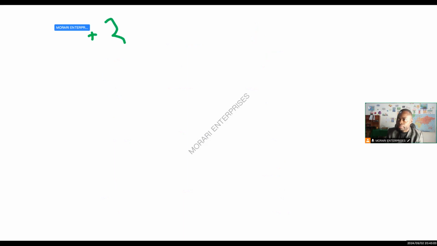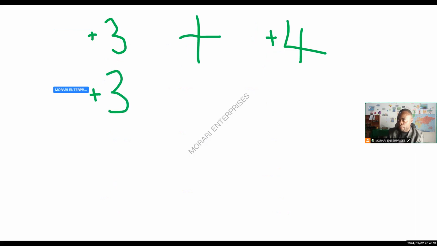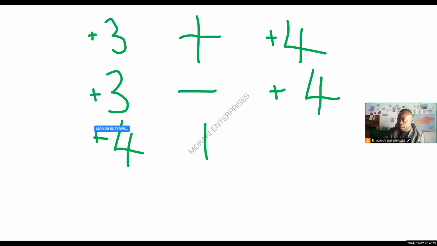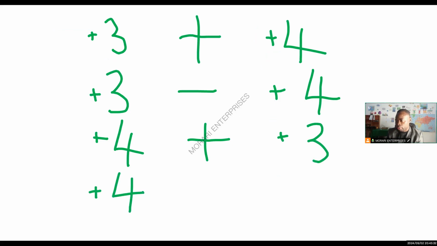Positive 3 plus positive 4. Positive 3 minus positive 4. Who has started identifying problems? Positive 4 plus positive 3. Positive 4 minus positive 3. See?